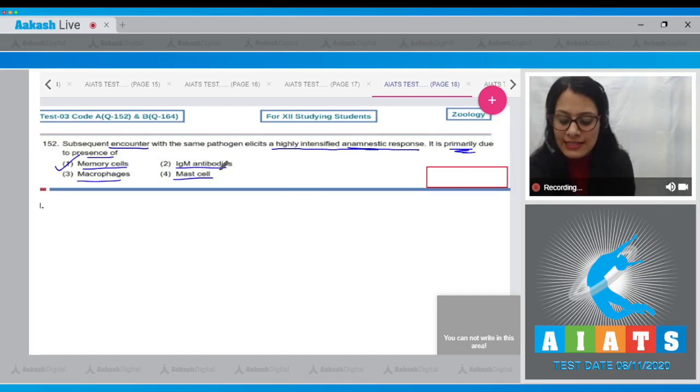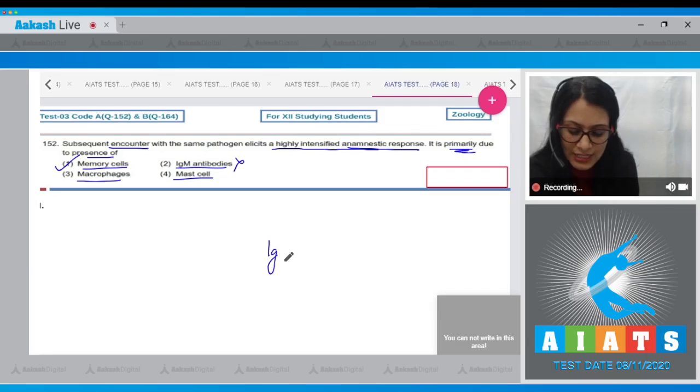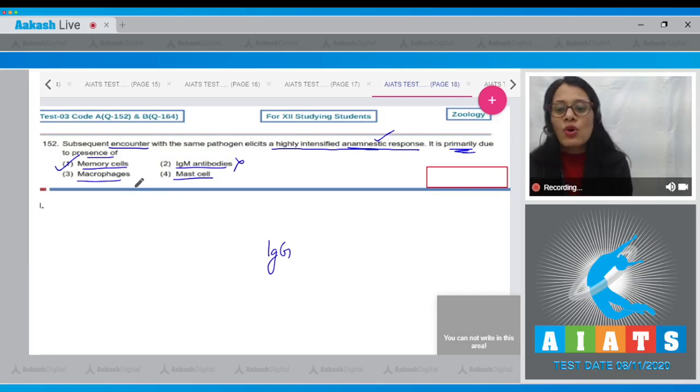IgM antibodies, this is incorrect because IgM antibodies are produced during primary immune response, whereas IgG antibodies are produced during anamnestic response or during secondary immune response. The last two options, macrophages and mast cell, are incorrect. So the correct answer to this question is option number 1. Let's proceed to the next question.